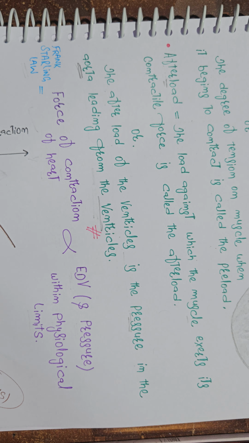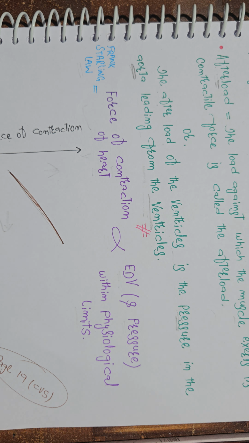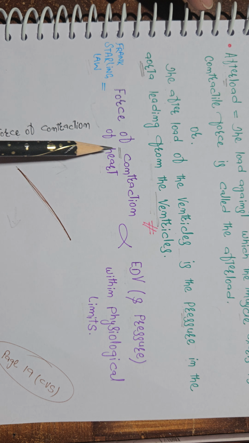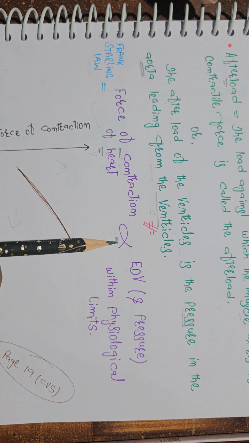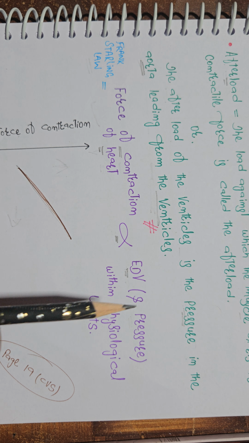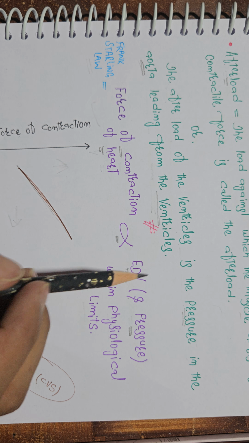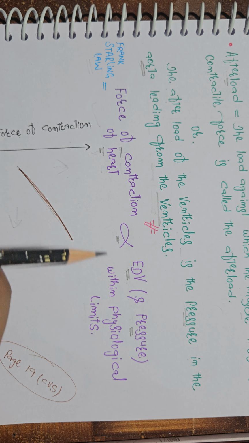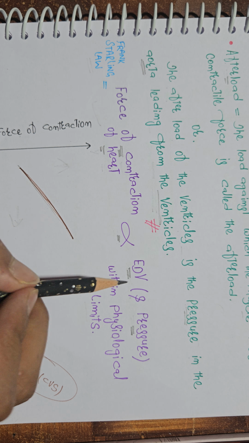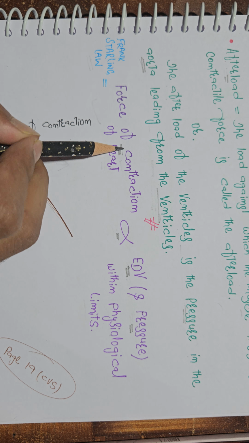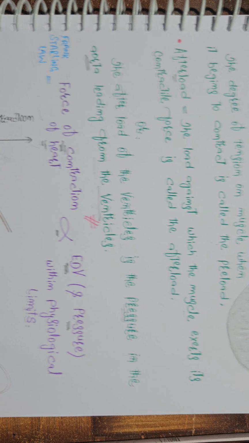The Frank-Starling law of the heart states the force of contraction of the heart is directly proportional to the end diastolic volume and end diastolic pressure within physiological limits. It states, more is the end diastolic volume, more is the contraction of the heart. Less is the end diastolic volume, less is the force of contraction of the heart.